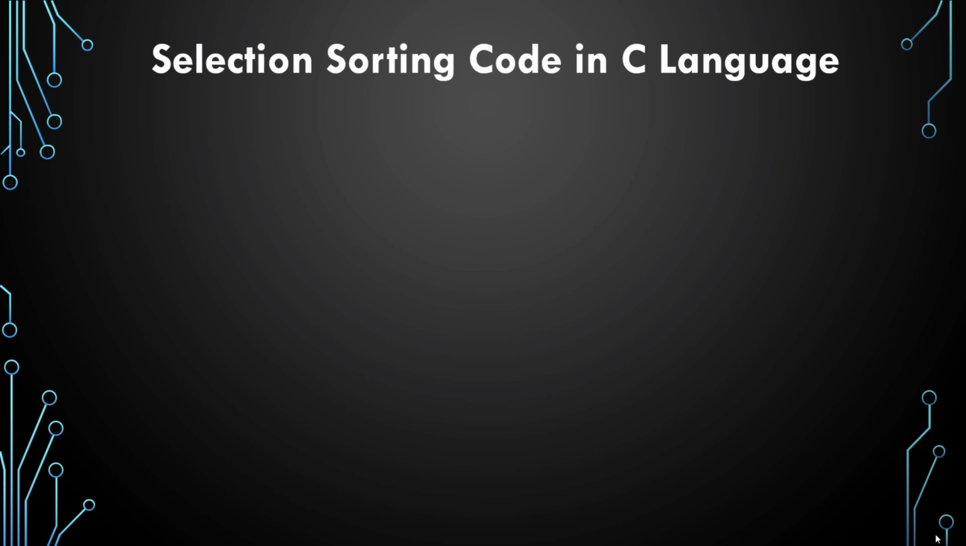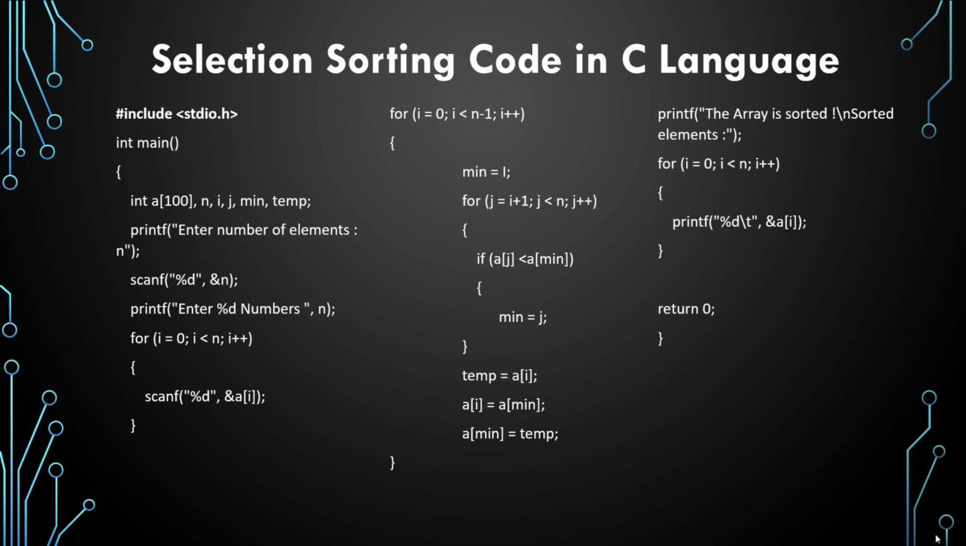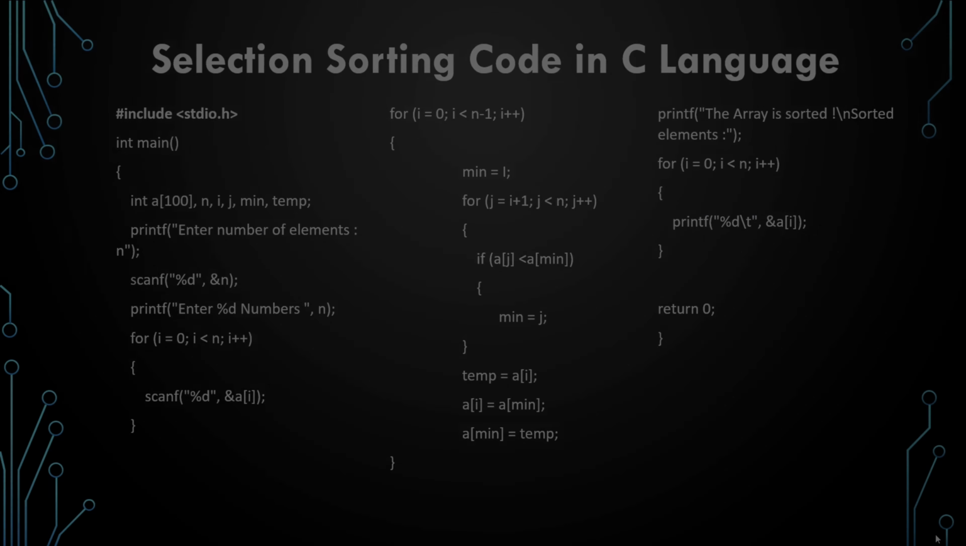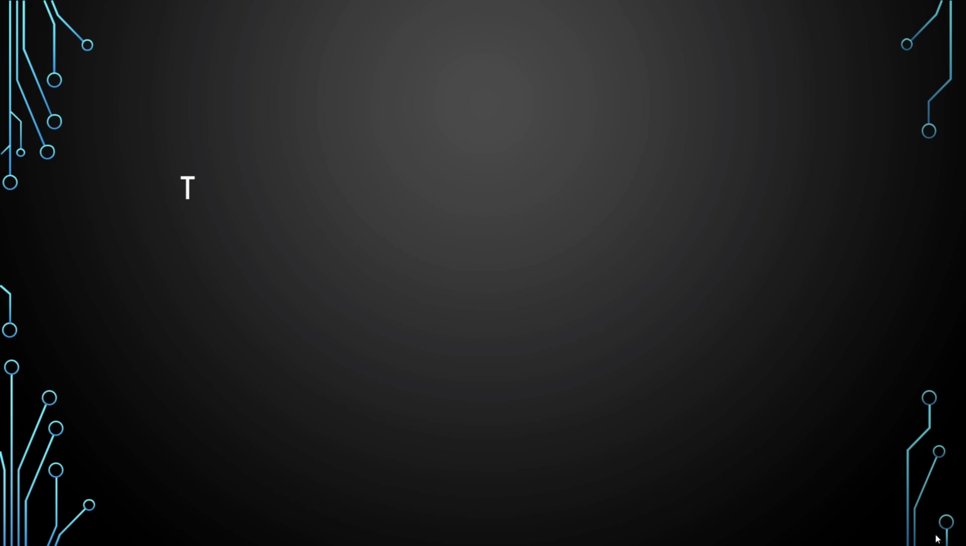Now let us see the code in C language. Here we have 3 rows, in which the middle one is the pseudocode of selection sorting, which we just discussed. When we save this code with a .c extension and run it, we are asked to enter the size of the array and the elements in the array. After the code runs, the array is sorted and the output shows that the array is sorted and gives the values.